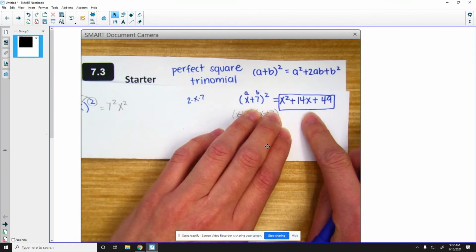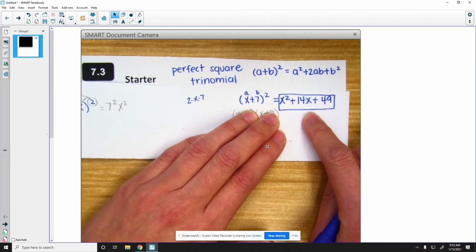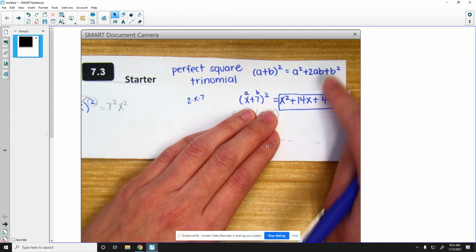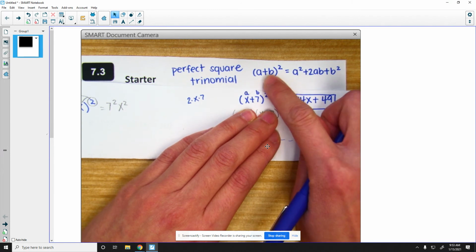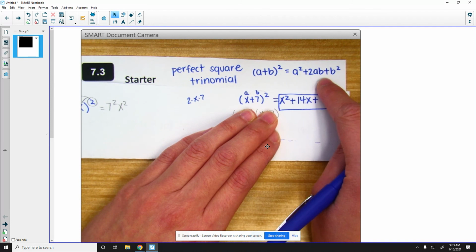I was able to get my answer without even foiling. Some people find it easier to do this. Some people find it so much more complicated. Now, I think you guys right now find it more of a hassle to do because you don't recognize this pattern yet and because you don't know this rule very well yet.